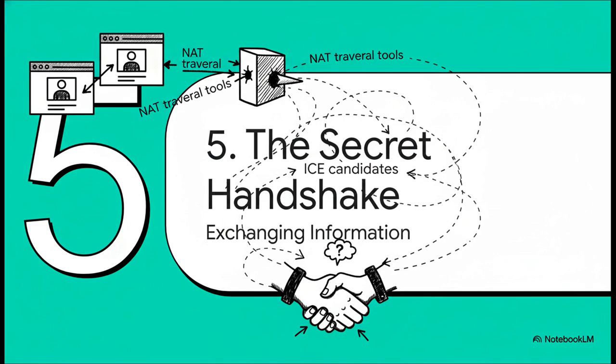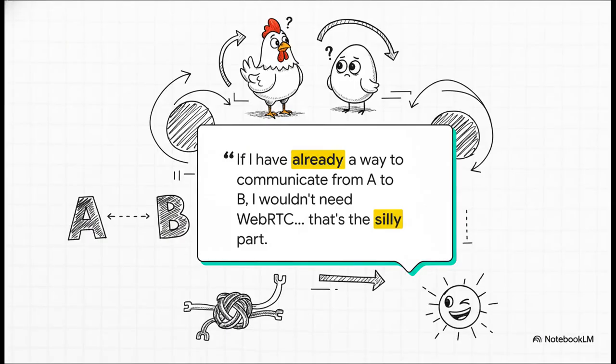Okay, so now we have the tools to punch a hole through that NAT wall. But that leads us to the next big question, right? How did two browsers exchange all this information in the first place, like their ICE candidates? This is where we get to what I like to call the secret handshake. And get this, it's the part that feels a little weird. To set up a communication channel, you need an existing communication channel. It feels like needing a phone to call someone to ask for their phone number. You have to solve the problem before you can solve the problem. Like Nasser says, it feels a little bit silly when you think about it.